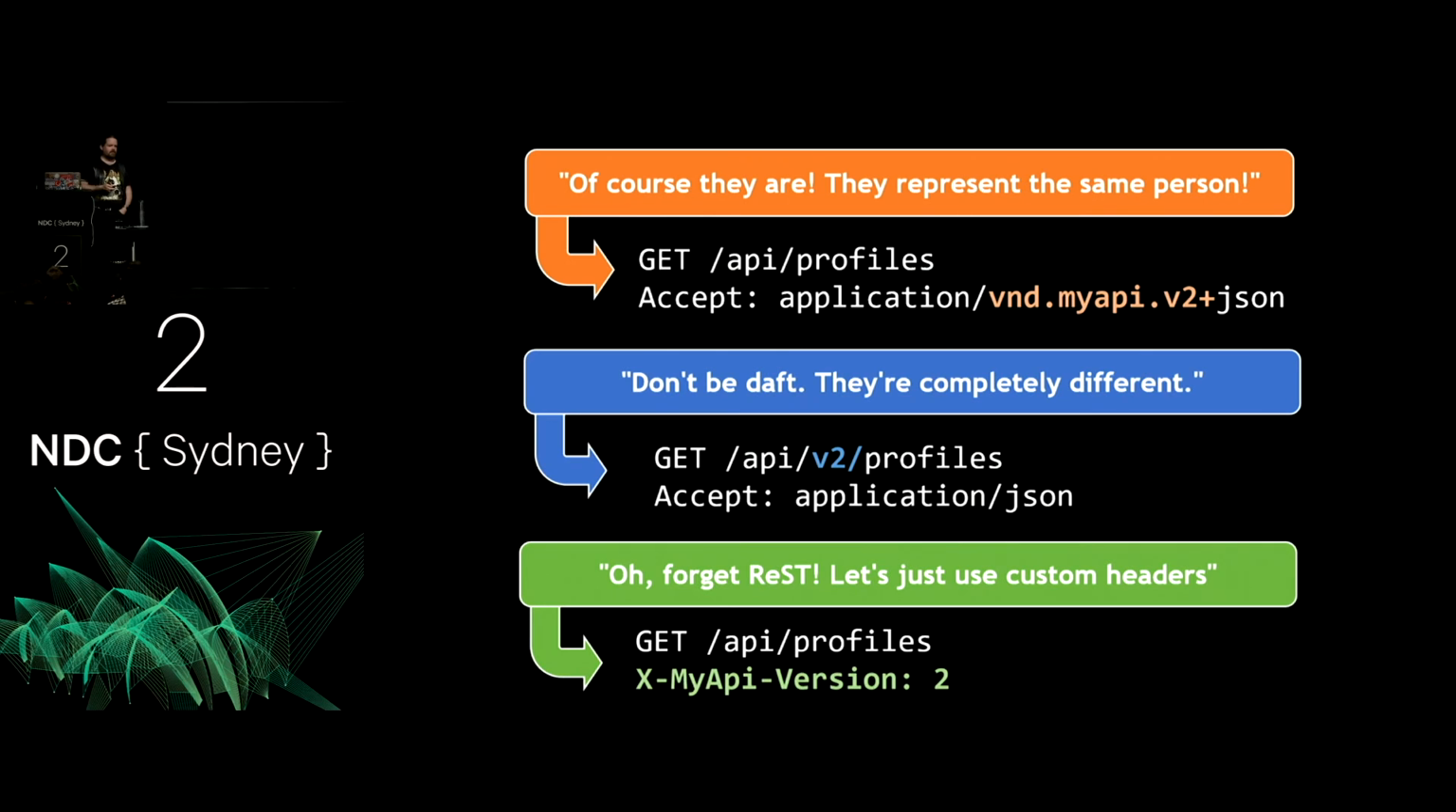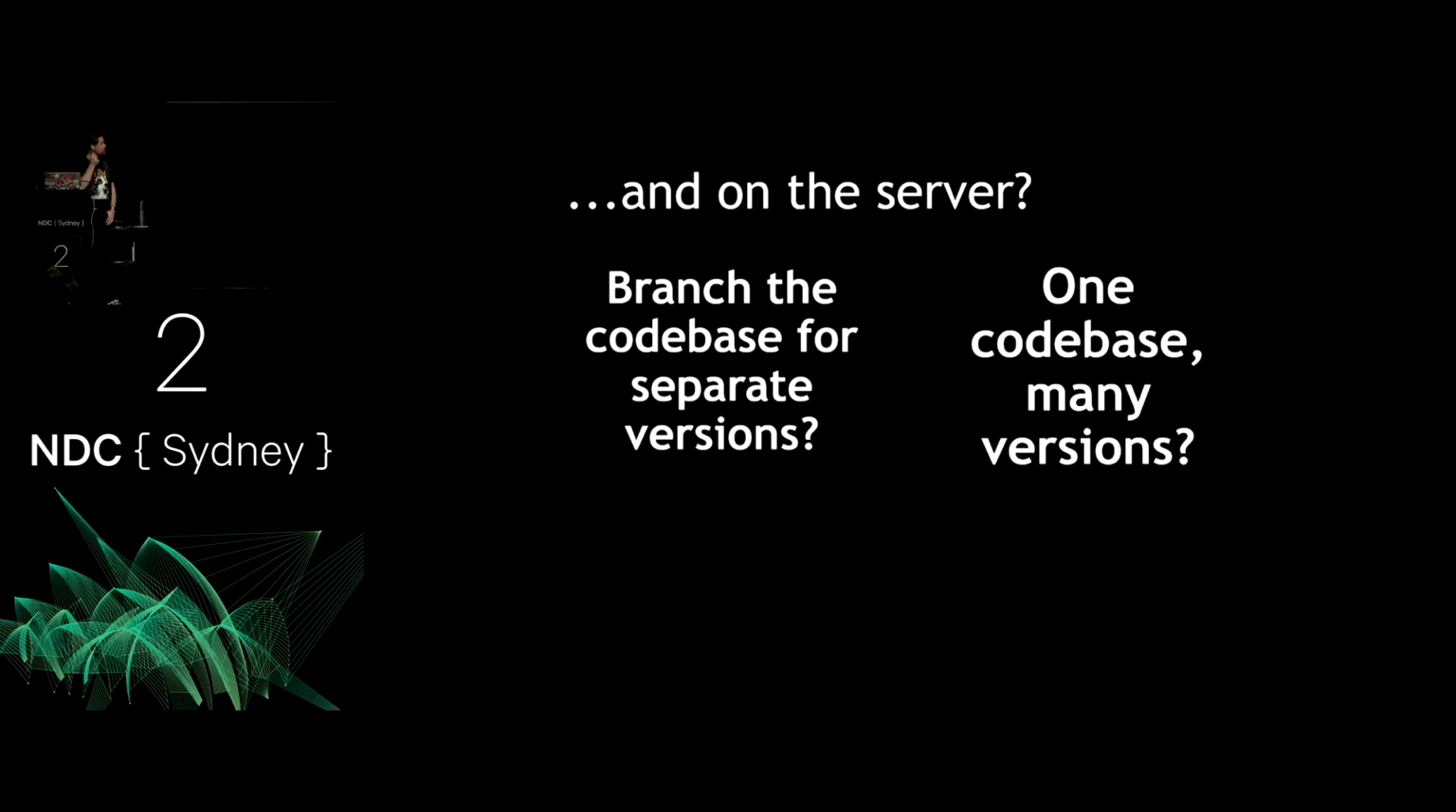But what do you do on your server? Suddenly you've got an API that needs to be running version 1 side by side with version 2. Do you branch your code base and have separate deployment pipelines for V1 and V2? Or do you stick with one code base and do all the content negotiation in code, like version 2 of your controller inherits from version 1 of your controller and this kind of stuff?